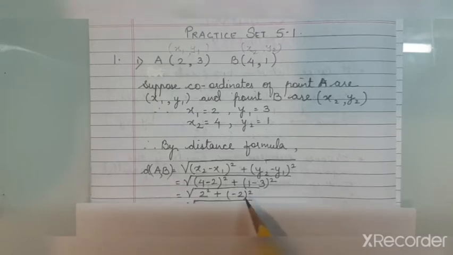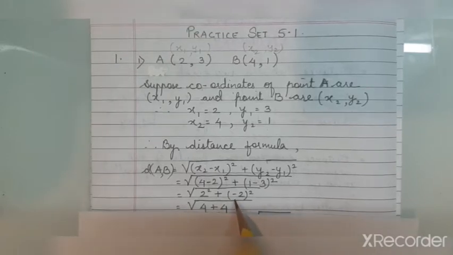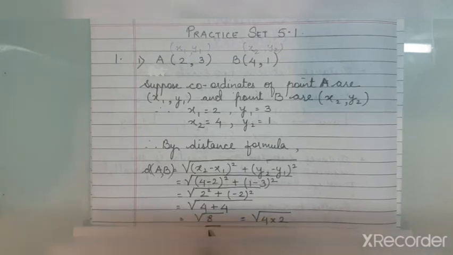Now we have to solve this square, that is 2 2s are 4 plus. Now negative square is always positive. So negative 2 square, here it has come positive, and 2 square is 4. 4 plus 4 is 8. So root 8. Now always when you get a root and a number, try to split that number as a multiple of a square. So can we split 8 along with any square? Yes, 4 2s are 8.